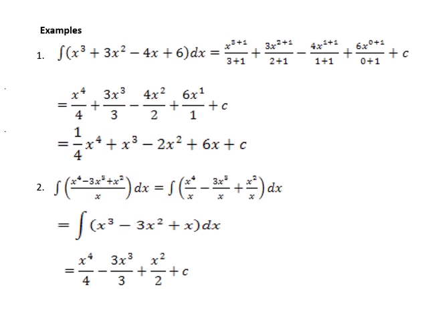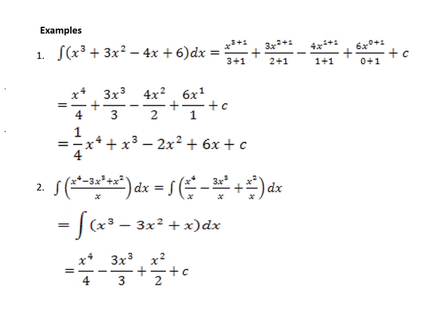Now look at this example 1, where we have to integrate x raised to the power 3 plus 3x squared minus 4x plus 6. This is a polynomial function given here. So we have to integrate it now. So how do we go about it? We integrate x raised to the power 3. Then we have it as x raised to the power 3 plus 1 all over 3 plus 1. That is for the first function there.